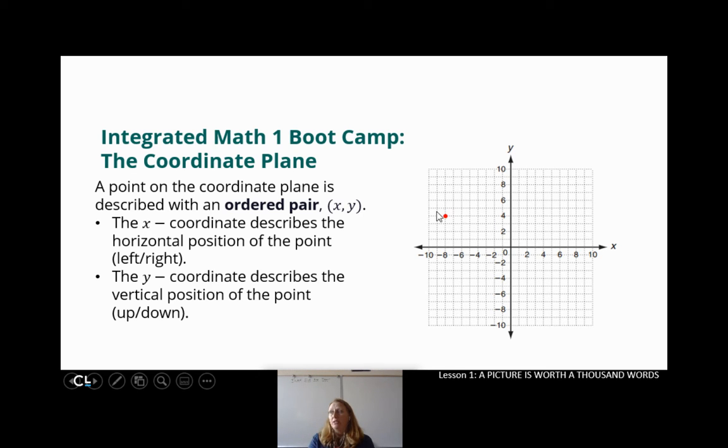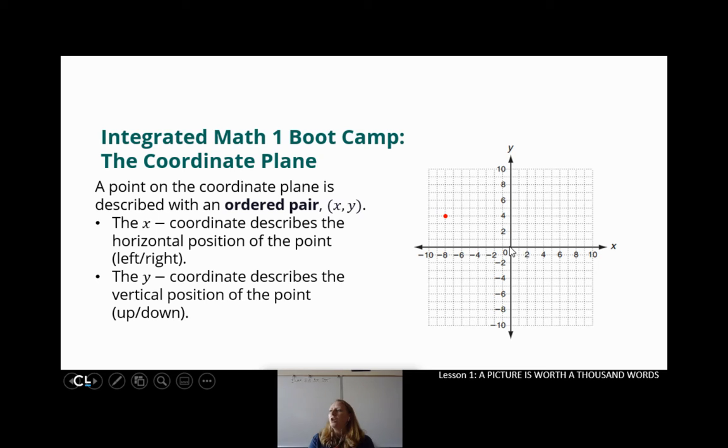Here I have a point right here. Do you see it? Did you get the point? There you go. Here's my lovely point. Now my first coordinate is x. That's my left or right. Well, if this is the origin, I'm going left 8. It looks like to get to this point, I have to go left 8 units. So my x coordinate is going to be a negative 8.